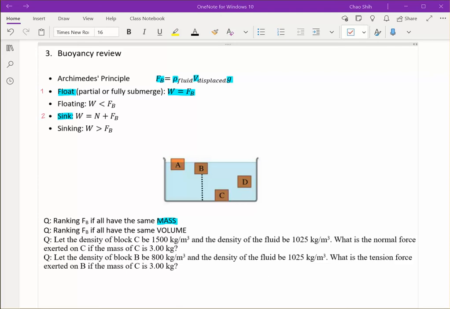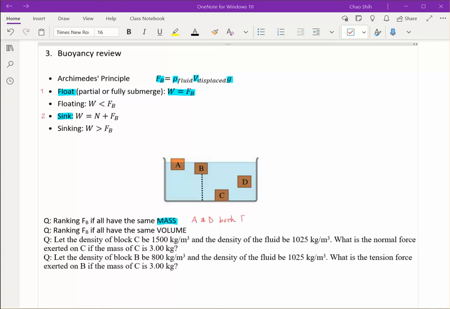And think about they have the same mass or the same weight. And then you look at a situation like this. A and B and D both float.